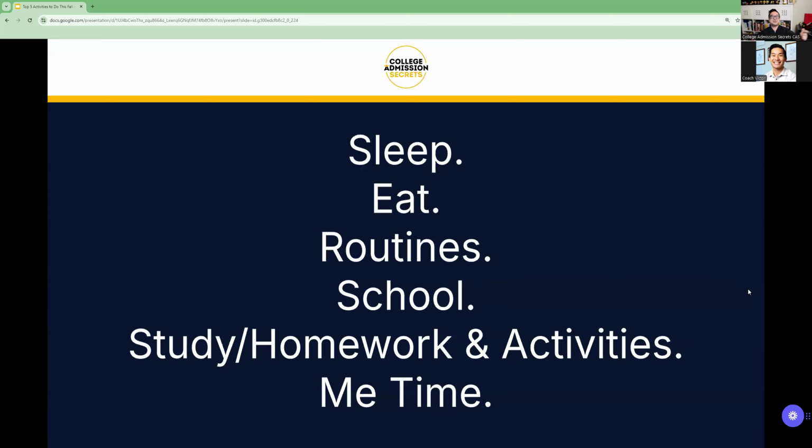Next one, studying and homework, right? This is for students. You have homework, block it out, plan it out, right? The only reason you're doing homework at 2 in the morning is you never planned for it earlier in the day. So plan for that there. And you guys have activities, right? Plan for that as well. When you have sports, when you have anything else, plan for that.